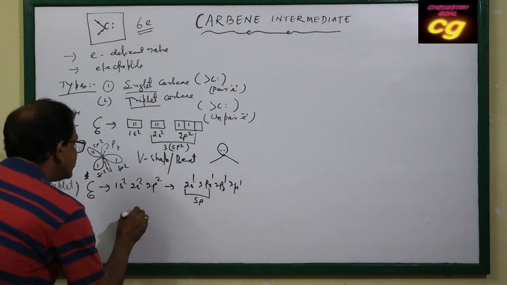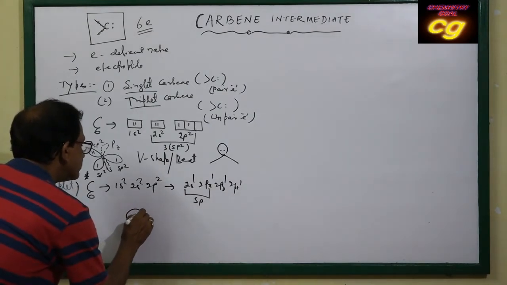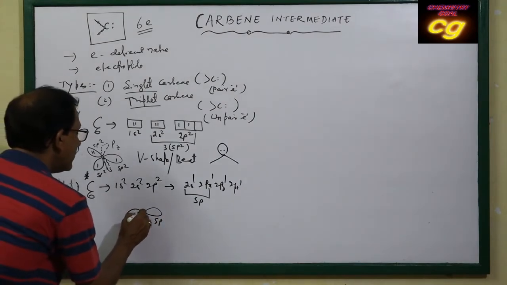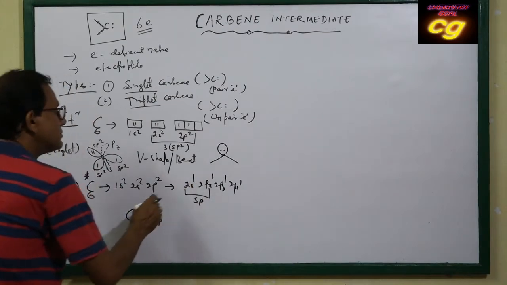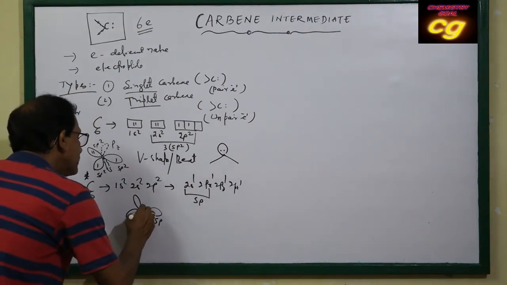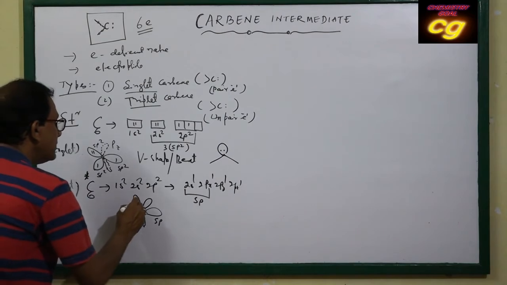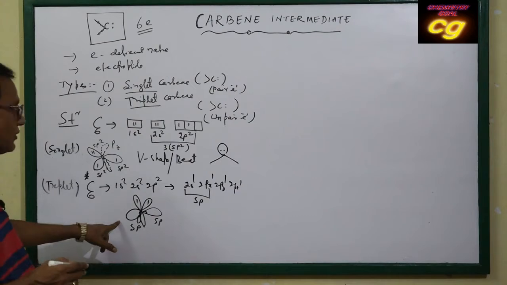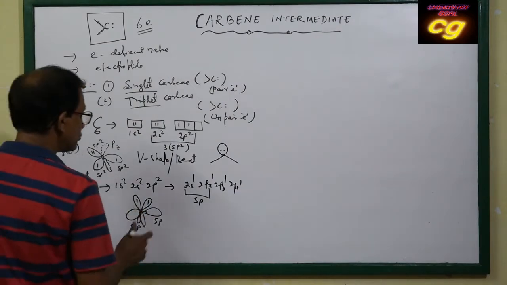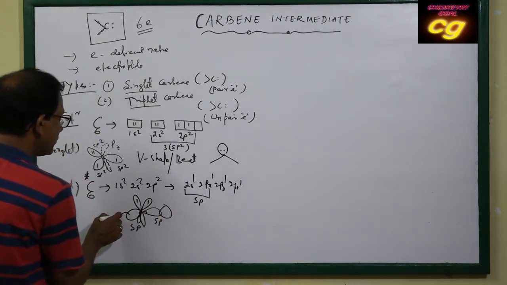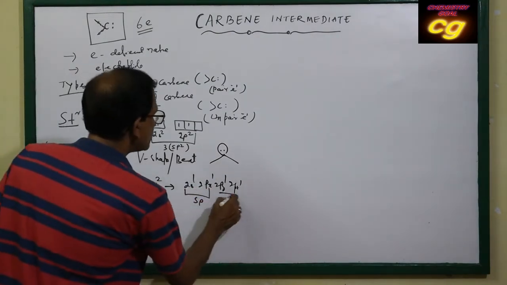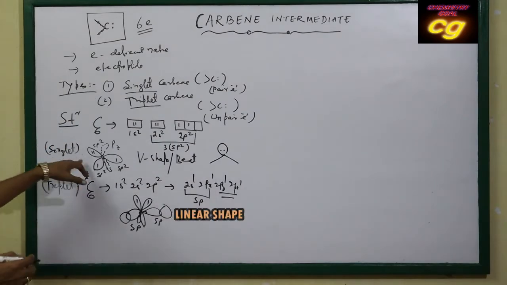If you see the structure, this is sp hybridization, with 2 orbitals py and pz. This is your py, suppose this is your pz, having single electrons, and the sp orbitals are used in the formation of covalent bonds, let us say with hydrogen. The remaining 2 unpaired electrons are available. So this is called triplet carbene, and the one having a pair of electrons is called singlet carbene.